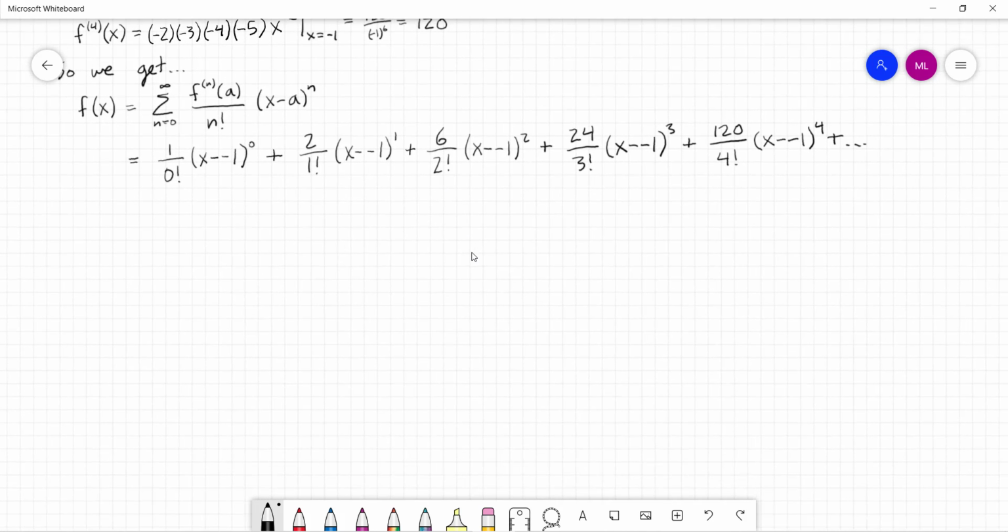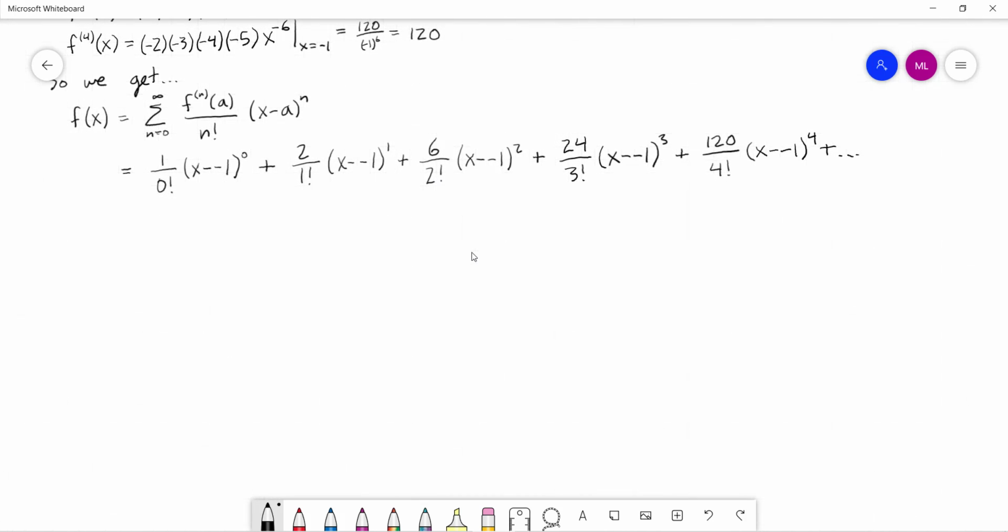And these have a lot of nice simplification that we can do. The x minus negative 1 is just x plus 1. In this case, it's to the 0th power, so it doesn't matter. This whole thing here just simplifies to 1. The first whole term is just a 1. This next term is 2 over 1 factorial, so this is just 2 times x plus 1 to the first power. So this is plus 2 times x plus 1.